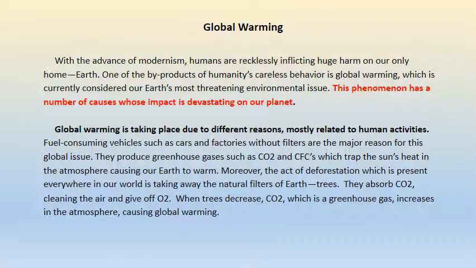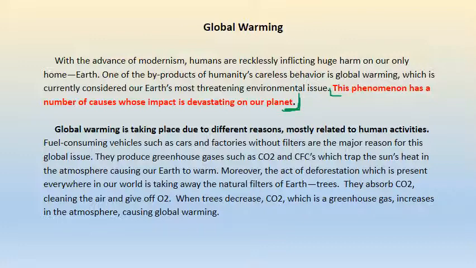Now, this is my model essay. Global warming. With the advance of modernism, humans are recklessly inflicting huge harm on our only home, Earth. One of the byproducts of humanity's careless behavior is global warming, which is currently considered our Earth's most threatening environmental issue. I started with a hook, then background information, and now this is my thesis. This occurrence, this issue has a number of causes whose impact is devastating on our Earth.